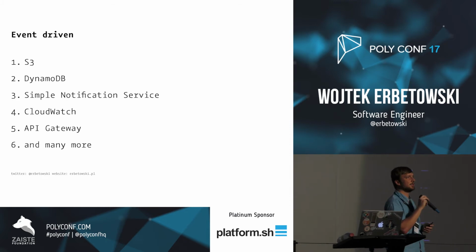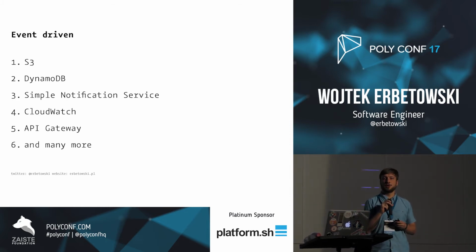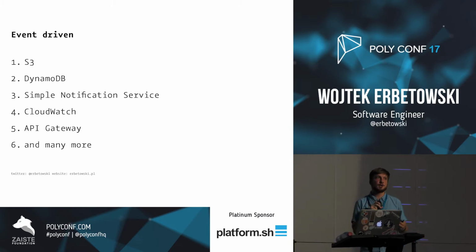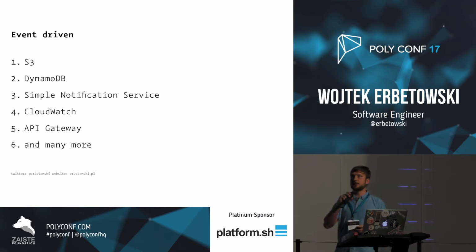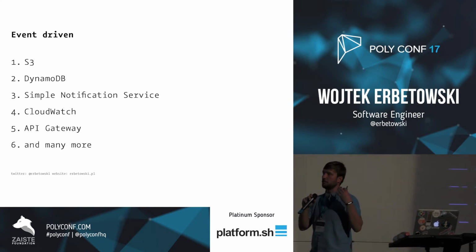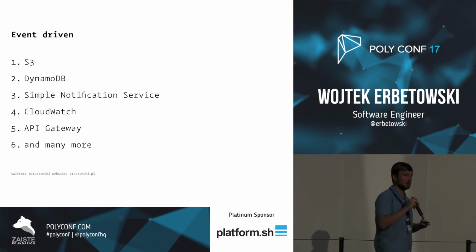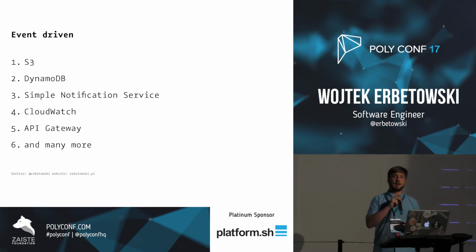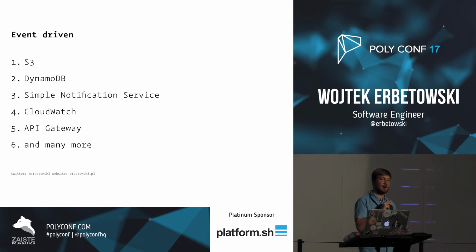CloudWatch lets you plug into different things in AWS as such, but one very important one is scheduling. So you can just make a cron statement to make backups or have some cyclic job to be done. And of course, API Gateway, which lets you plug in your function just to an API endpoint.